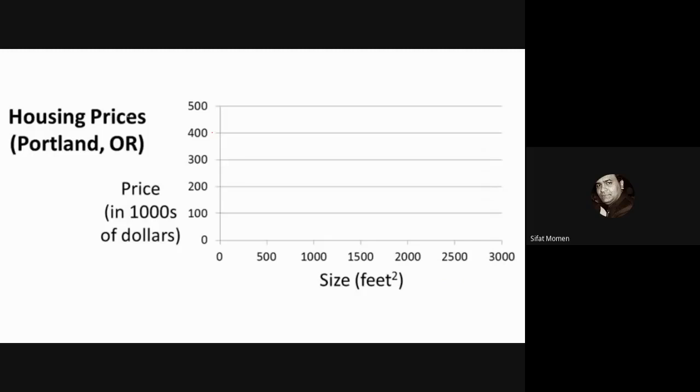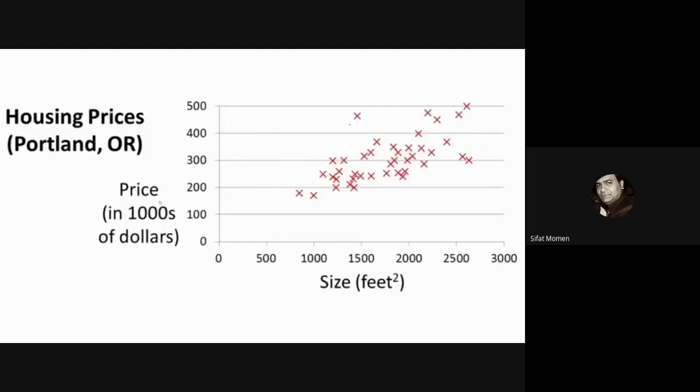So let's say you find some data points of the housing prices in Portland, Oregon. These are the prices in thousands of dollars, and this is the size of the house, how much the size of that particular house is in feet square. So you see, kind of interesting, I can draw the best fit line.